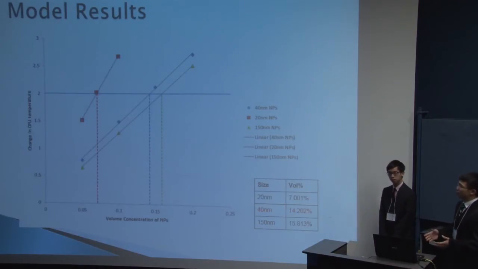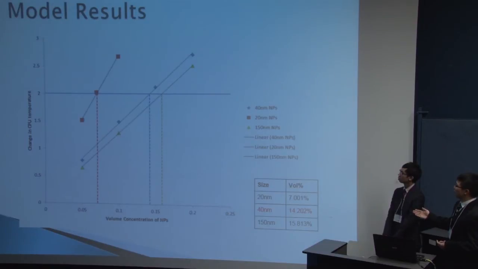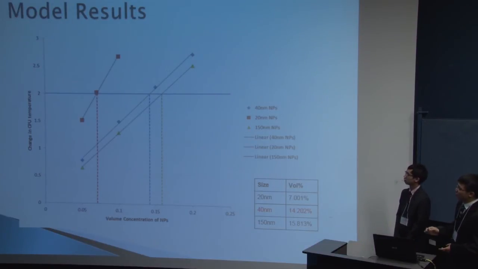So using both COMSOL and MATLAB, we've determined various volume fractions that we need to meet our project goal of a 2 degrees Celsius drop. As you can see, the smaller the particle size, the less volume fraction that we need for our fluid.